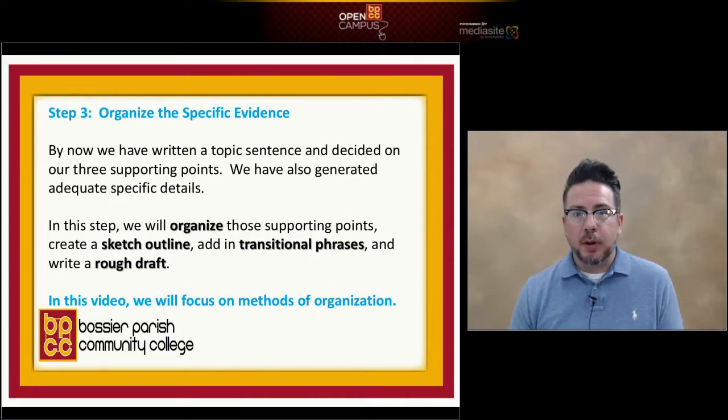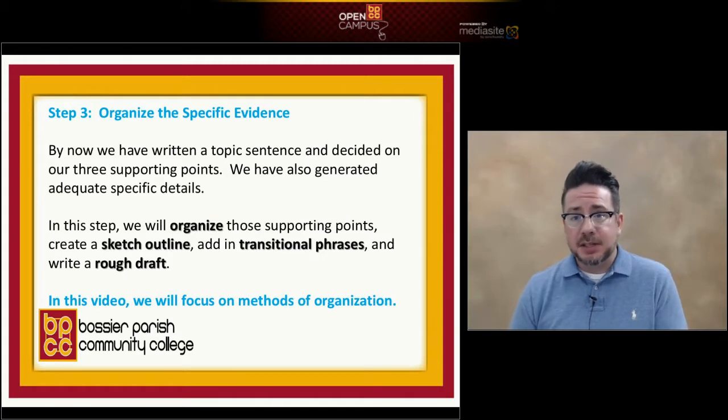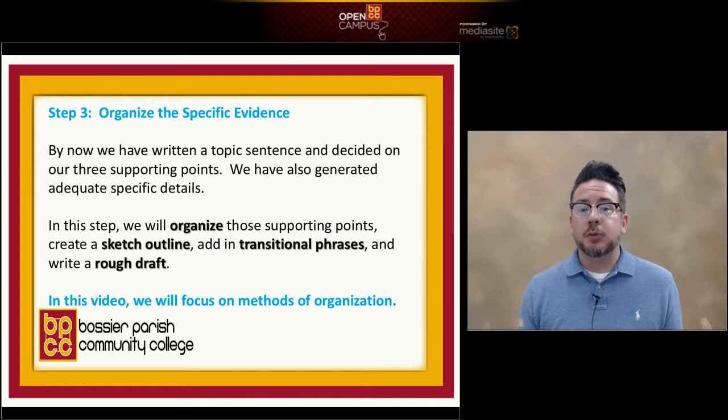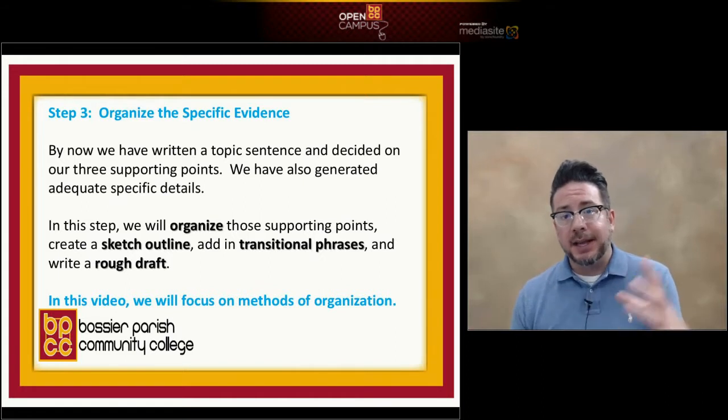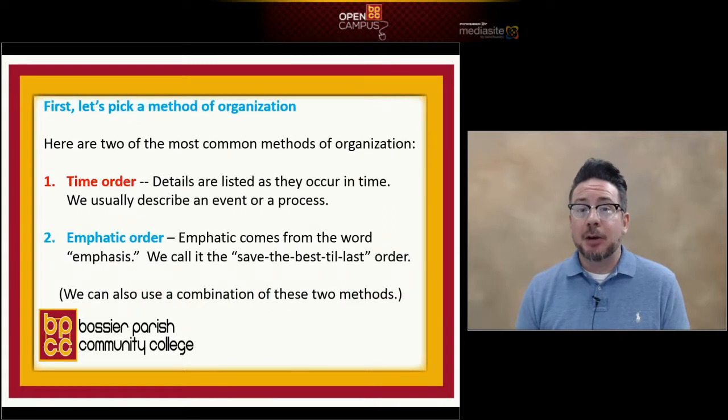And the second step is to support your point with supporting evidence and give specific details. So at this point in the writing process, now we're at step 3, we have written a topic sentence, we have decided on our 3 supporting points, and we have also generated adequate specific details. So now we are ready to organize our specific evidence. So in this step, we're going to organize them, we're going to put them in an order that makes sense to our reader. Then we're going to create a sketch outline.